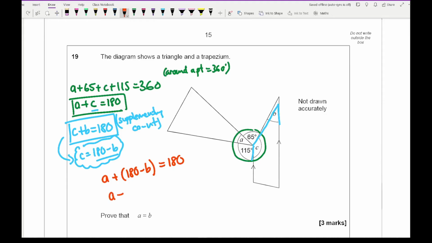Now getting rid of the brackets, I get this. And then taking the 180 over, I get A minus B equals 0. And then taking the B over the other side, I get A equals B.